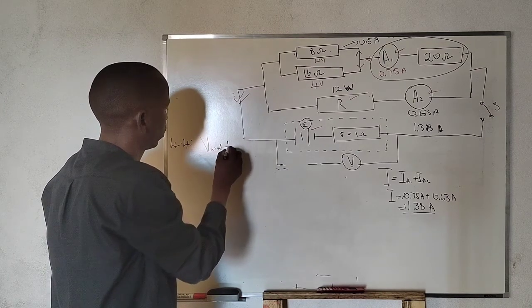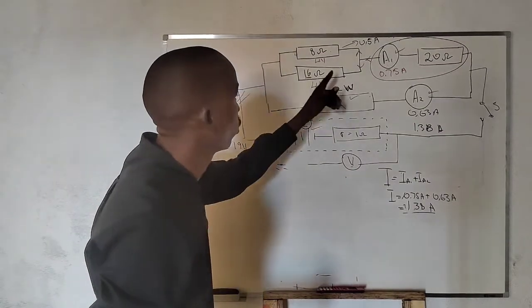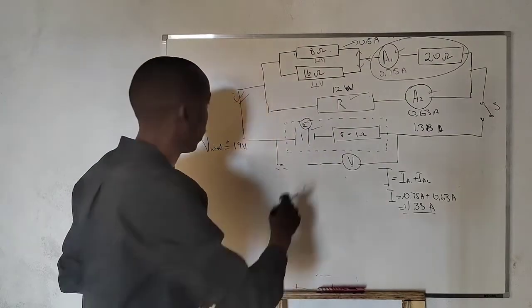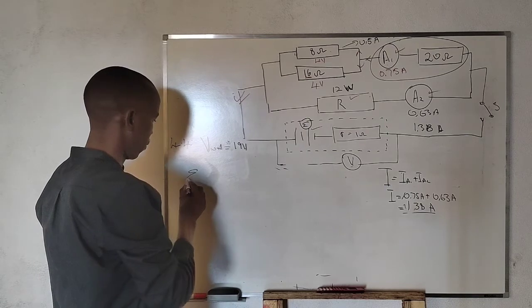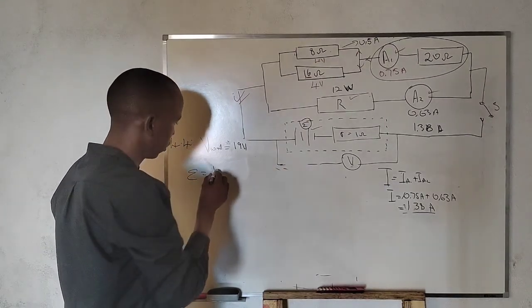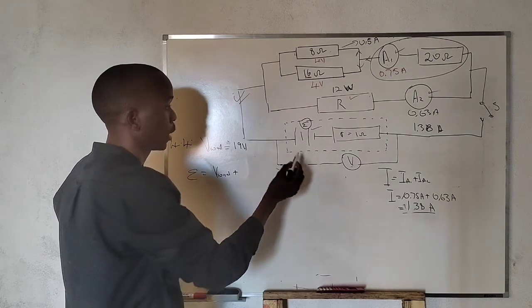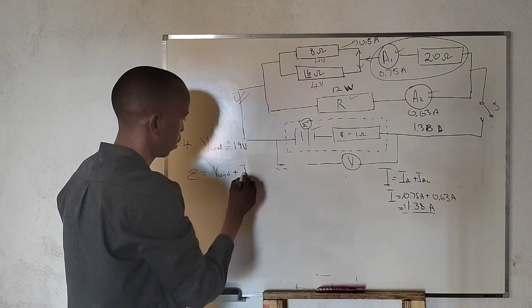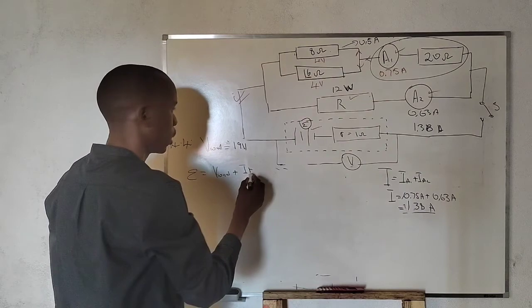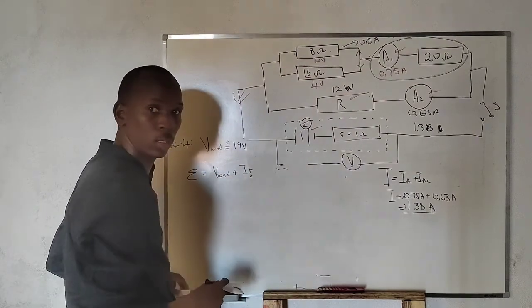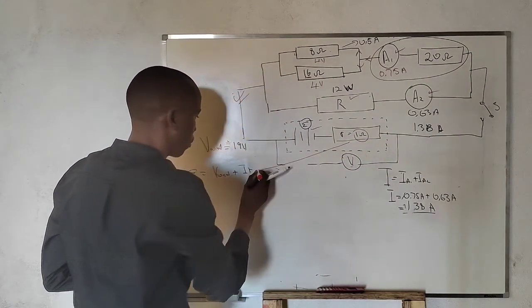V load is equal to 19 volts. So we added the 15 we got here and the 4. And then EMF, the one they want, is equal to V load plus V internal. V internal is equal to the current times the internal resistance, I r. The current is 1.38 amperes. The small letter r, the internal resistance, is given as 1 ohm.